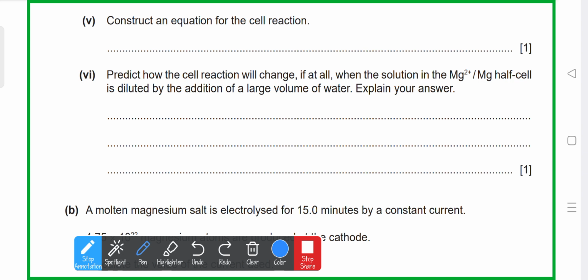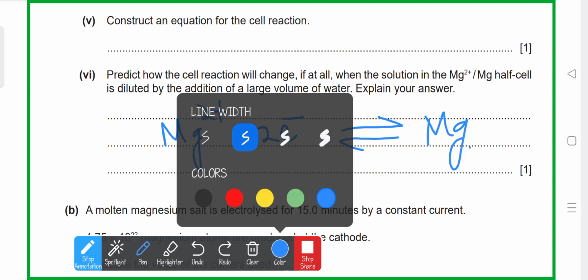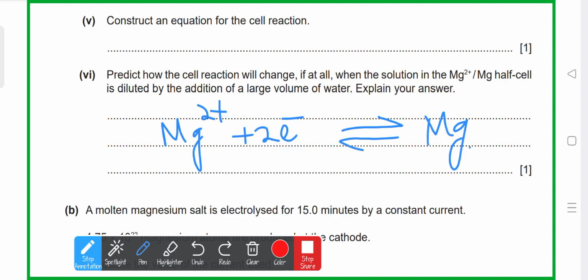Okay, so in this one, because we are making Mg2+ more dilute, the overall half cell is more diluted. I'm going to write the original equation: Mg2+ gaining 2 electrons and making Mg. If you are making the solution more diluted, it means the Mg2+ concentration will become smaller, or less, in the half cell.